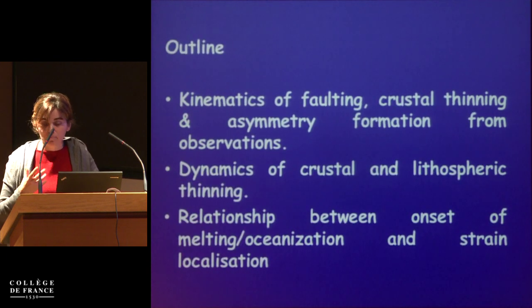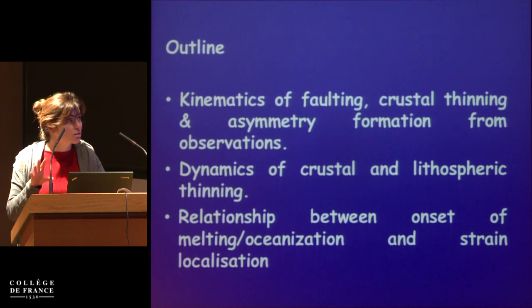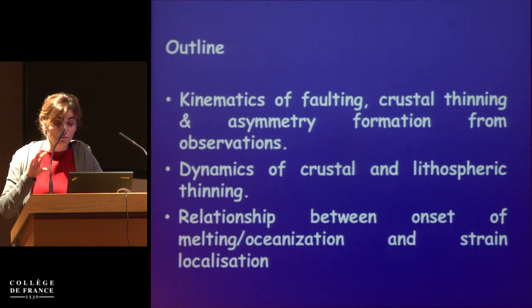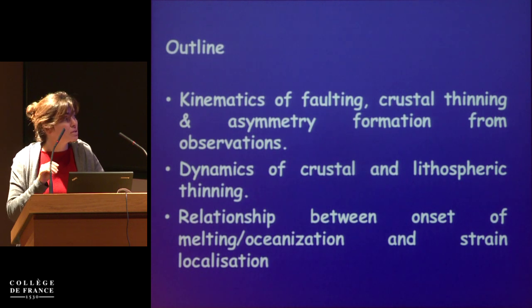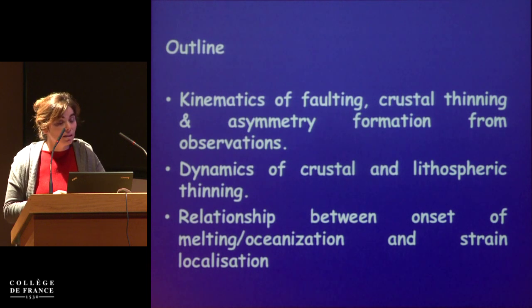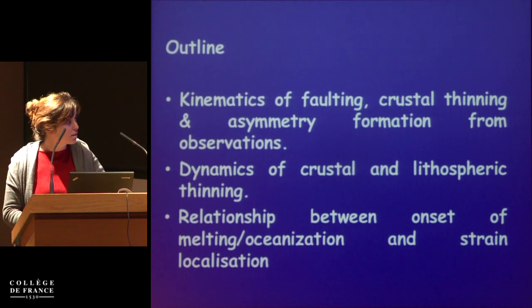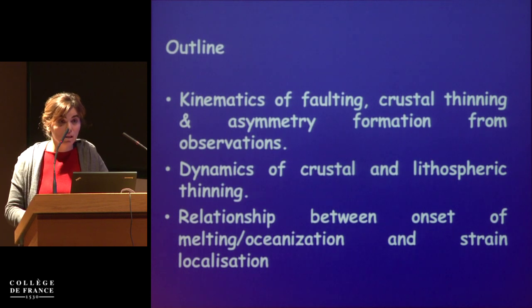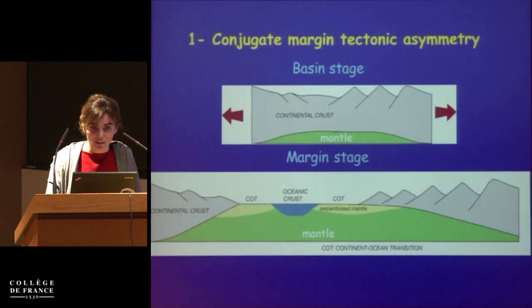I'm going to first talk about the observations. I'm going to describe the kinematics of faulting and crustal thinning and how we think asymmetry of conjugate margins forms. Then I'm going to use some numerical models to explain the dynamics of asymmetry formation. And finally, I will be talking about the relationship between strain localization and the onset of melting and oceanization at this type of margins.